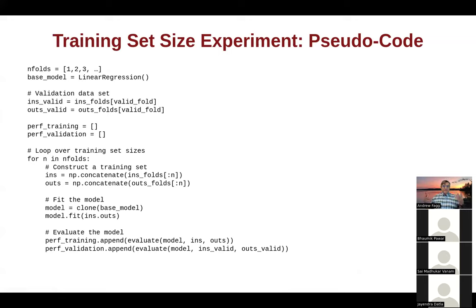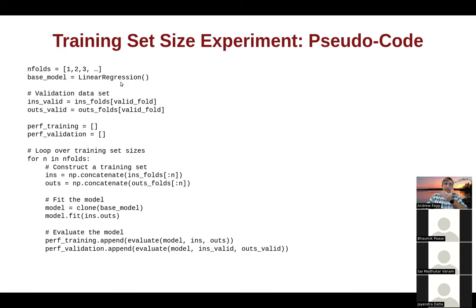So this is a very pseudocode-y example of how one might implement a training set size experiment. Here, I'm making an assumption that the data are in a very similar form to what we've been working with so far. So our data are already cut into some number of folds. And what we're going to do is ask the question of how many folds do I need? Do I need one fold? Do I need two folds? Do I need three, et cetera? So that's what this list is all about.